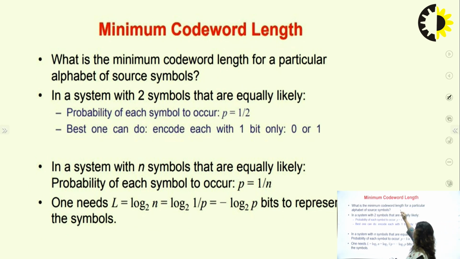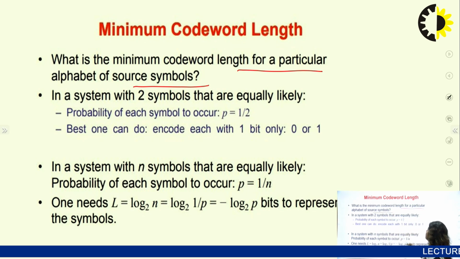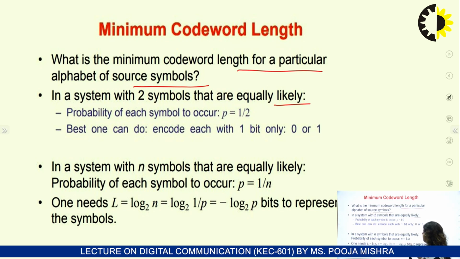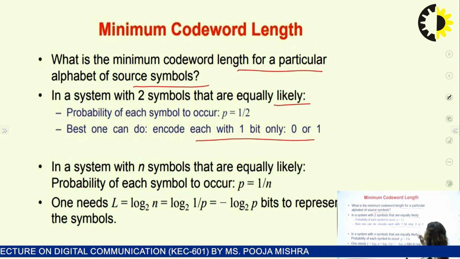What is the minimum code word length for a particular alphabet or source symbol? In a system with two symbols that are equally likely, suppose the probabilities of occurrence are 0.5, 0.5, or 1/2. The best one can do is encode each with one bit only. So the first one you can encode with 0, and the second one you can encode with 1.